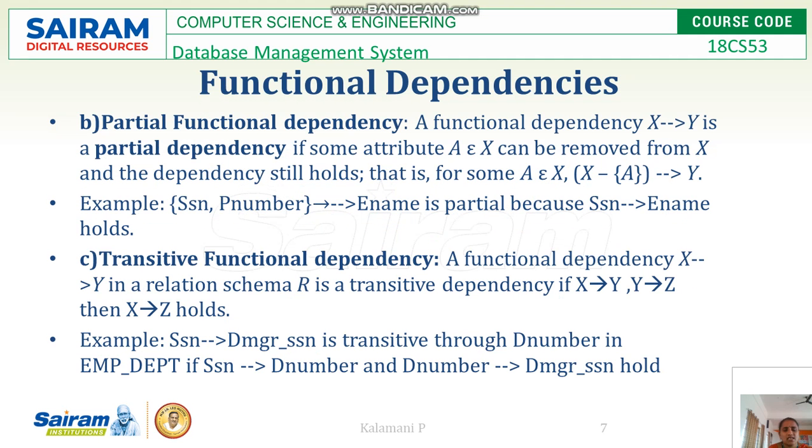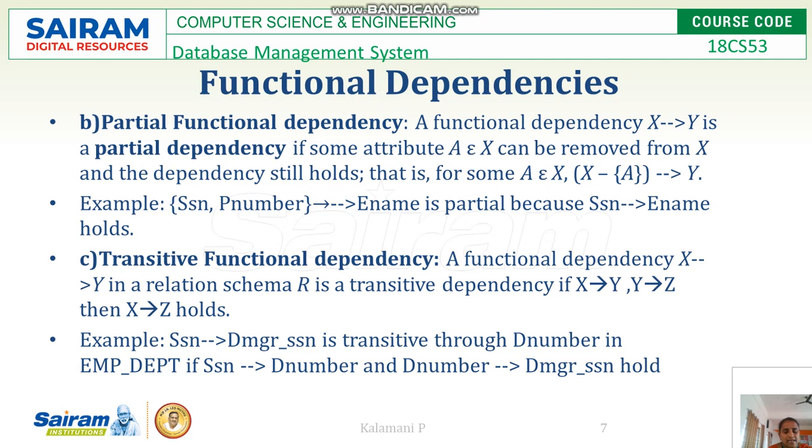The next one is partial functional dependency. A functional dependency X determines Y is a partial dependency if some attribute A belonging to X can be removed from X and the dependency still holds. So it is opposite to full functional dependency. For example, if we know SSN and P number, we can find out the name of the employee. It is partial, because if we know SSN alone we can also find out the employee name. So this is called partial functional dependency.